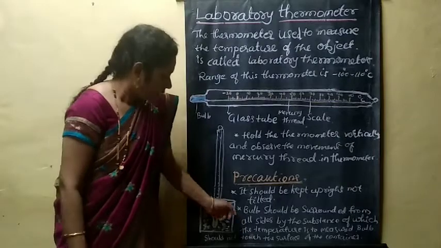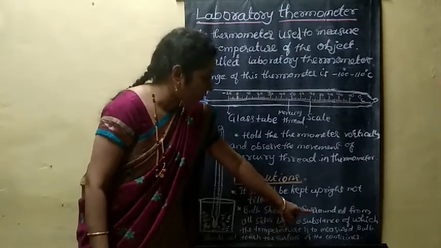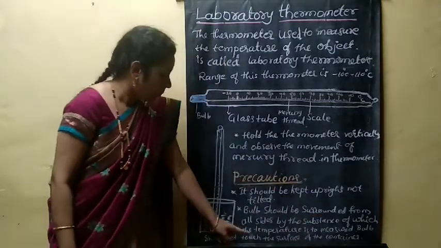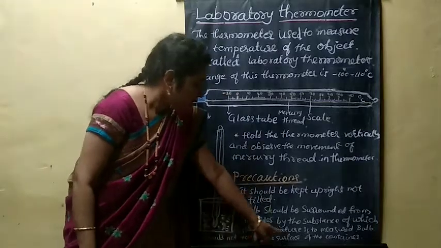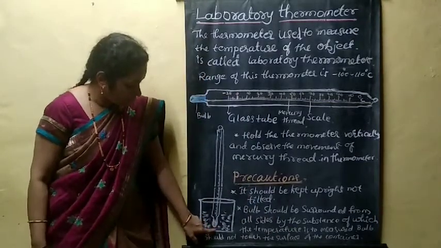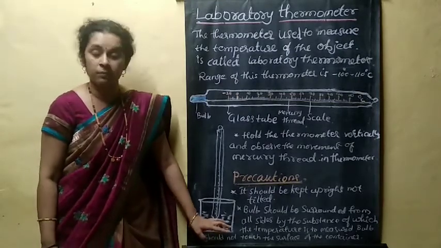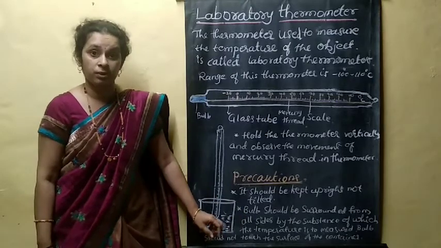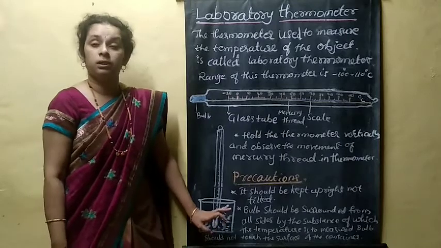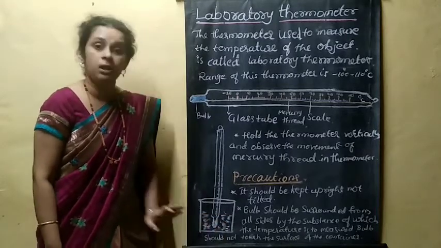The bulb should be surrounded from all sides by the substance whose temperature is to be measured. The bulb should not touch the surface of the container. It should not touch the surface of the container because then it will not measure the temperature of the substance. That is why the bulb should not touch the container, and the substance should surround the bulb.